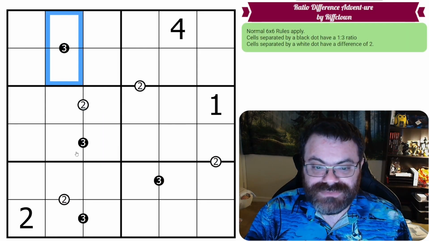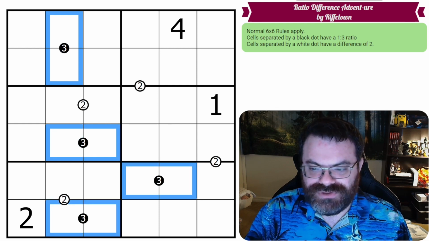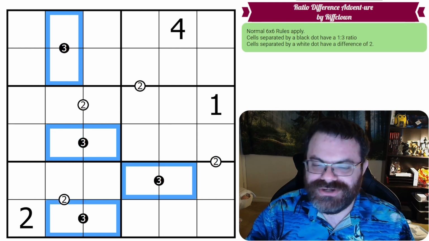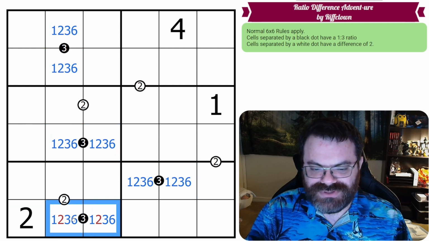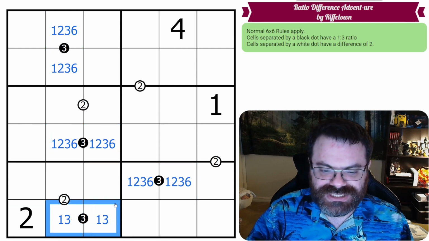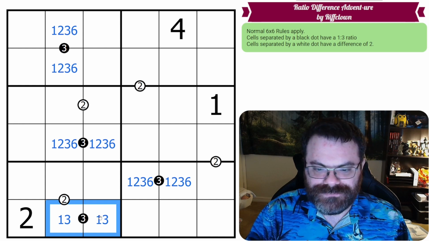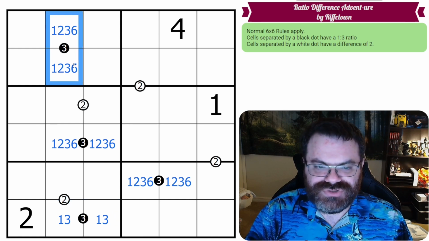All right, so the first thing I'm going to do is just highlight every ratio of 3, because in a 6x6, we can only do 1, 3, or 2, 6. So I think that's worth marking. You can see down here, this given 2 has actually eliminated 2, 6 as an option, so it's only 1, 3.